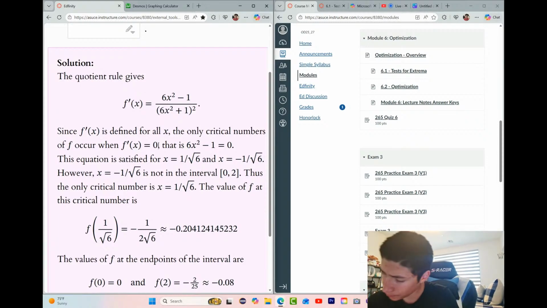Oh, whoops. Really dumb mistake. It's quadratic, not linear. So here we have negative 3x squared plus 6x squared minus 1 all over 3x squared plus 1. All right, cool. Let's just go from there. So this equals 3x squared minus 1 over 3x squared plus 1 squared.